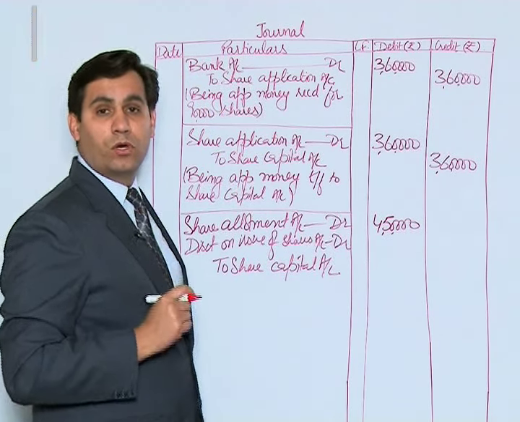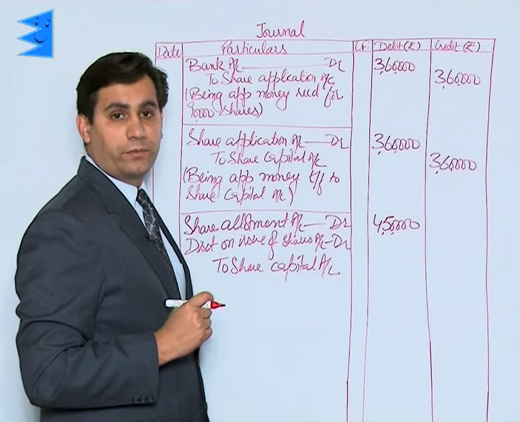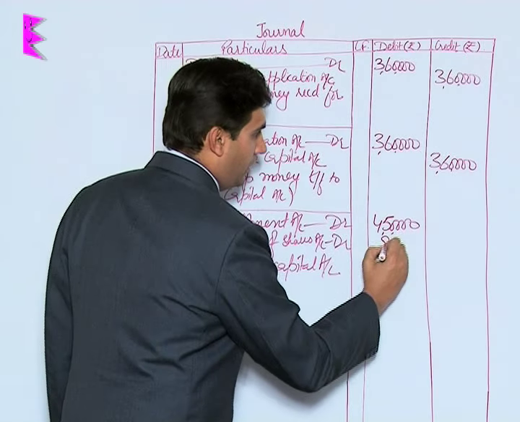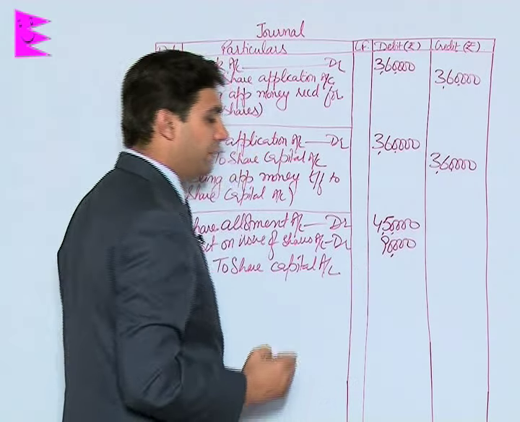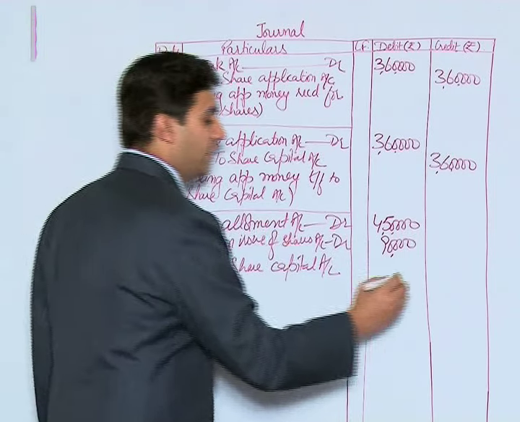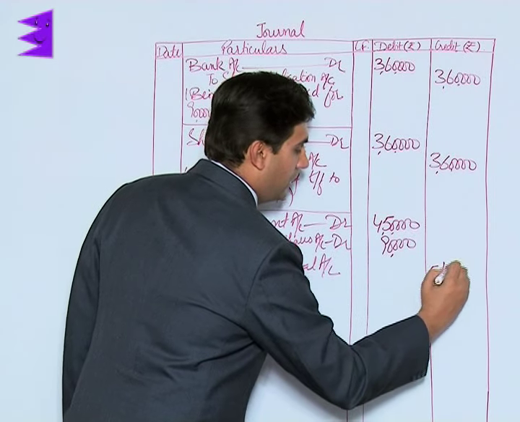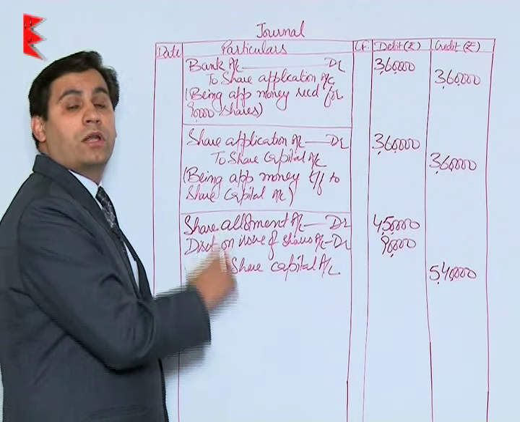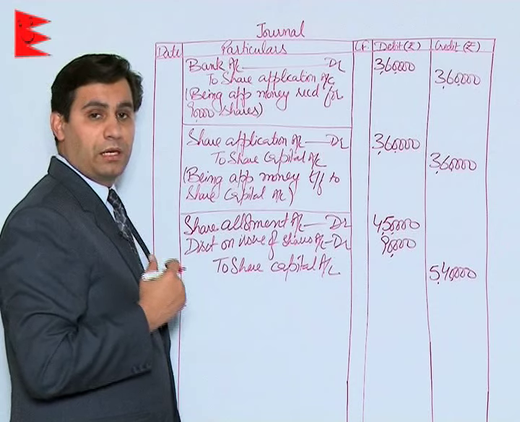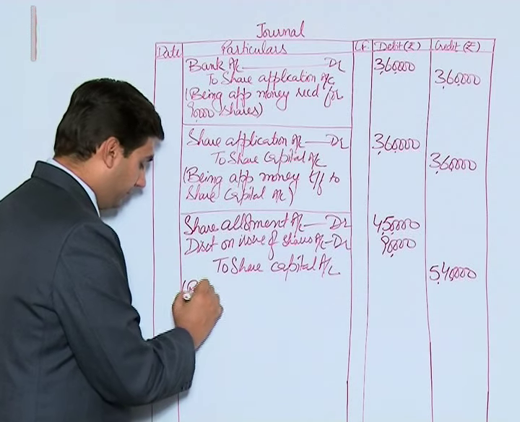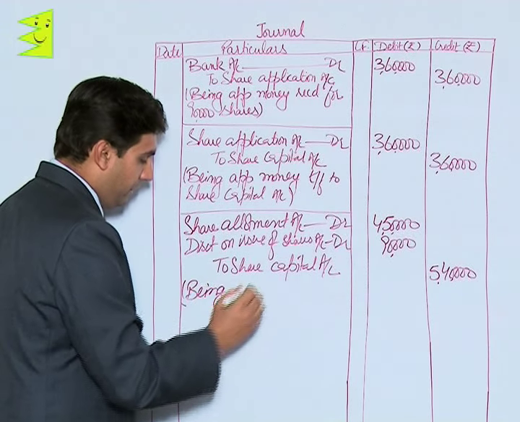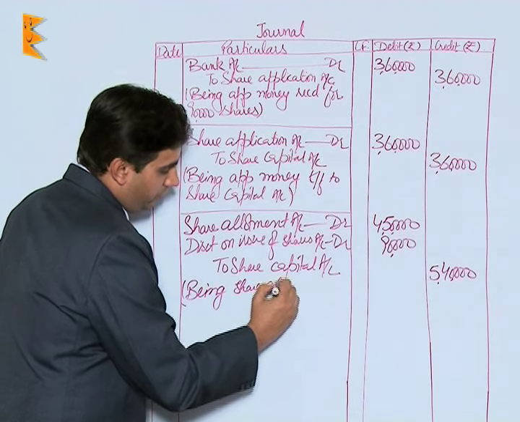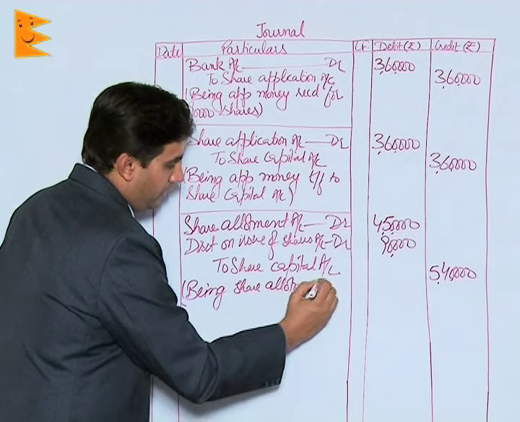Discount was of rupees 1 per share, right? So 1 per share multiplied by 90,000 is 90,000 rupees. The total of this is 5,40,000, which would be transferred to share capital account. The narration would be being share allotment due.